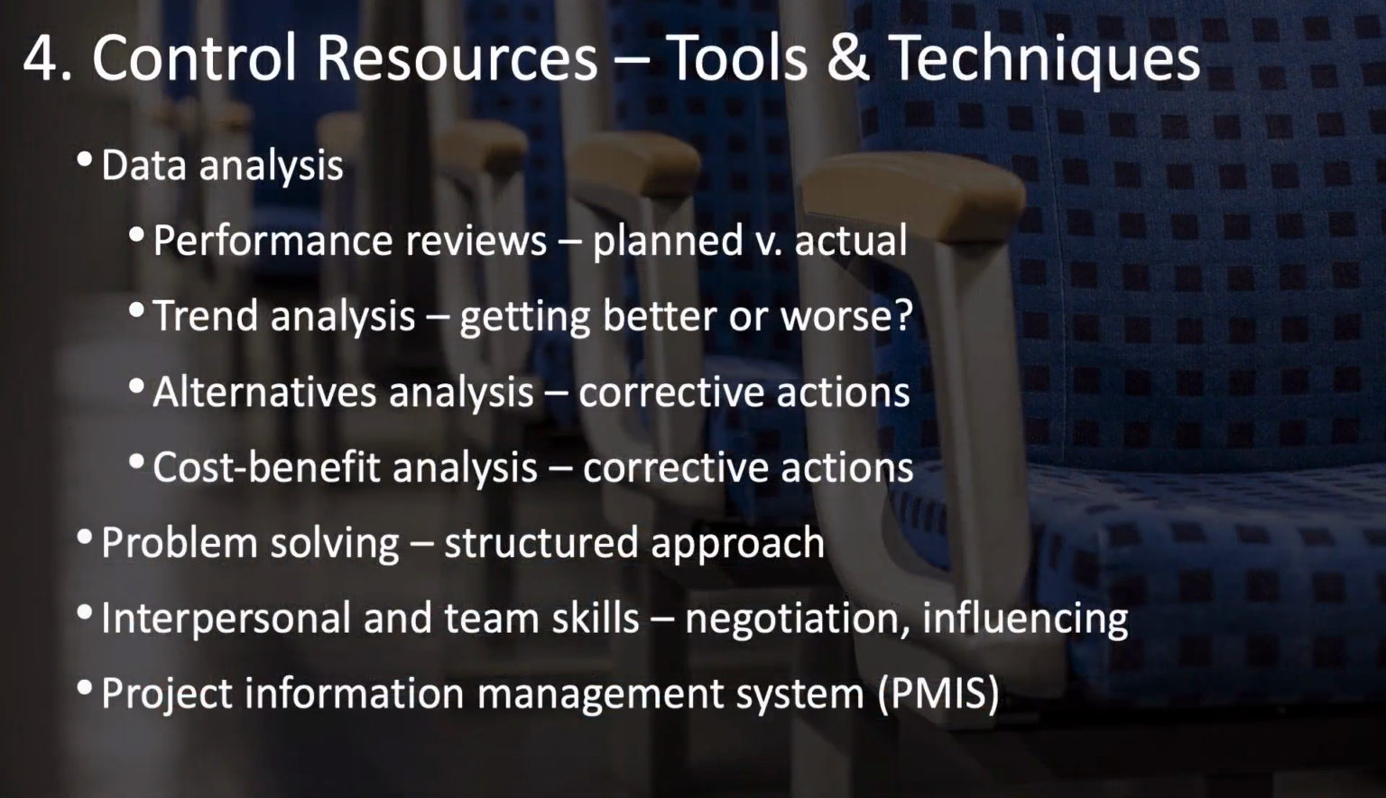Tools and techniques for the control resources process start off with some data analysis tools, such as performance reviews, because these will compare planned versus actual resource utilization, costs, and schedule, and so on, to see how well these match up to what you'd planned. Trend analysis, which is also related to performance reviews, but is specifically targeted towards showing you, especially graphically, whether performance of these resources is getting better or worse, so you can forecast this trend.